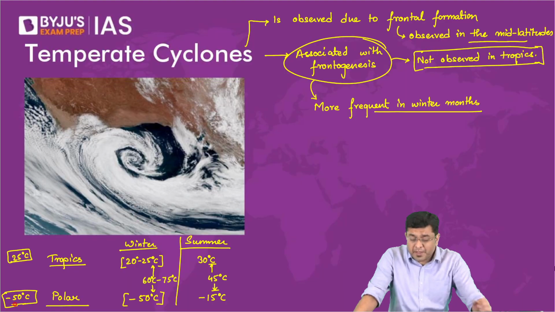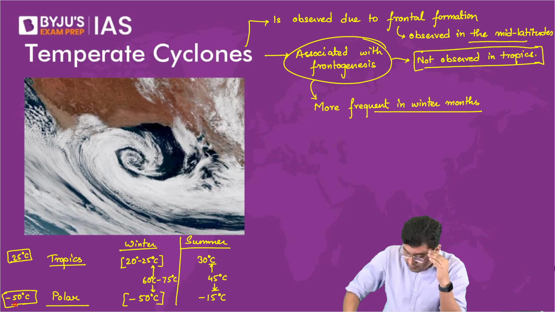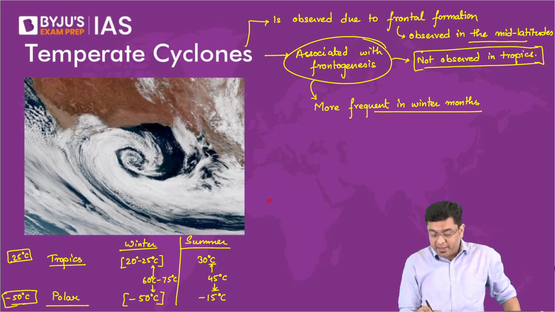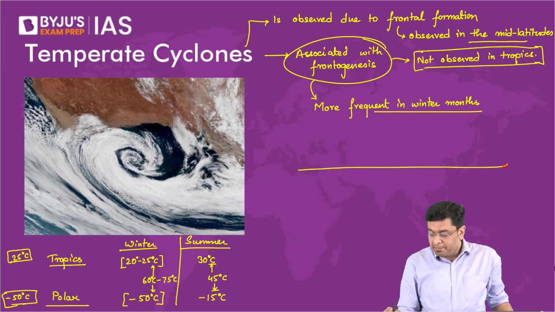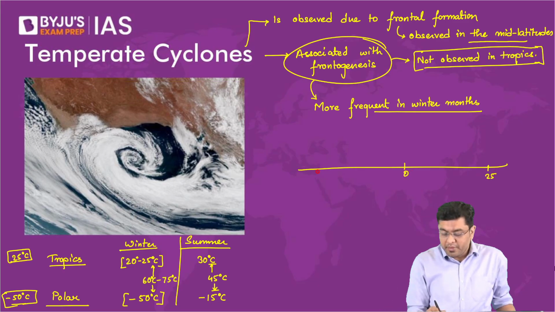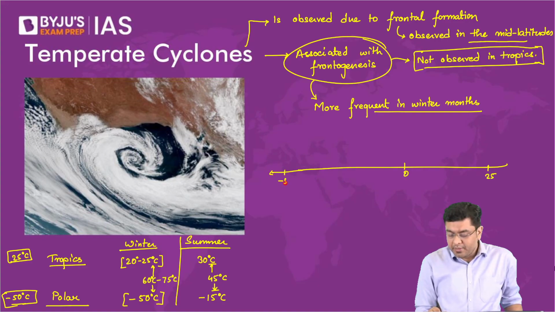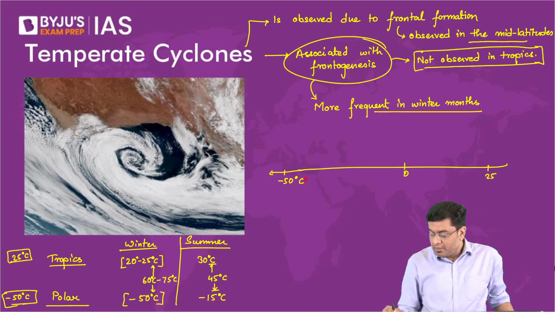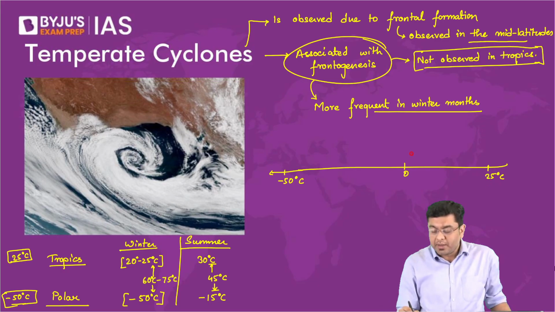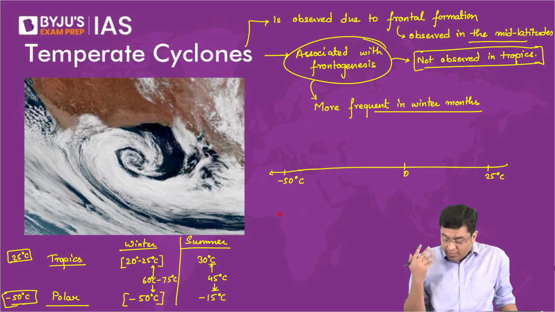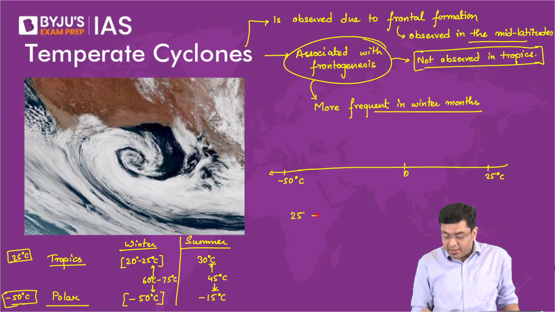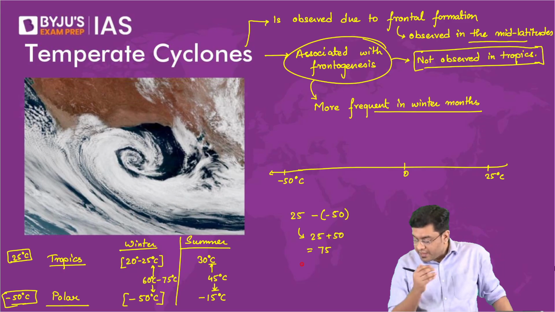Is this difference of temperature minus 25? Understand this, my dear friend. It is simple arithmetic. This is 0, this is 25, this is minus 50. What is the difference here? If I have to calculate the difference, in simple terms, 25 minus of minus 50 will be how much? 25 plus 50 equals 75. Is that understood?